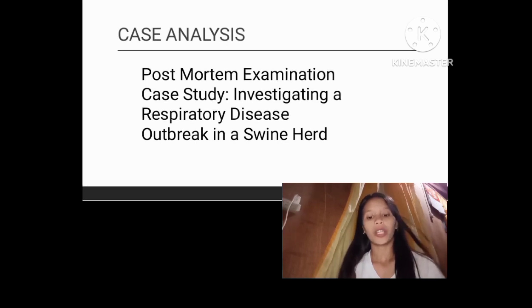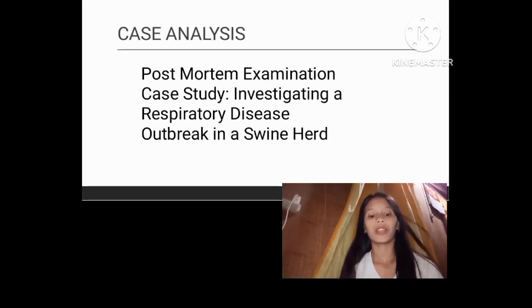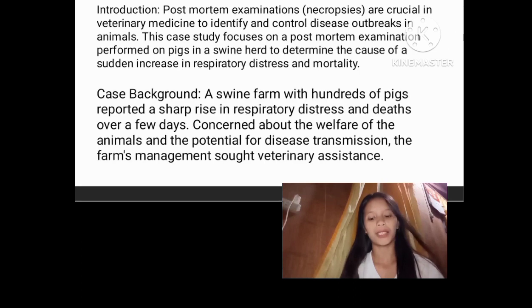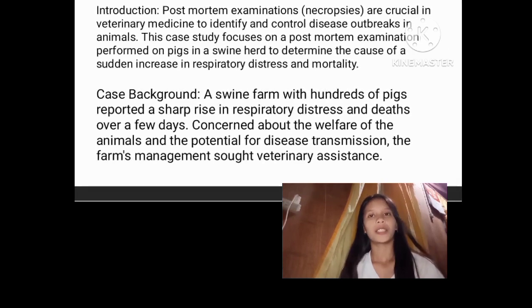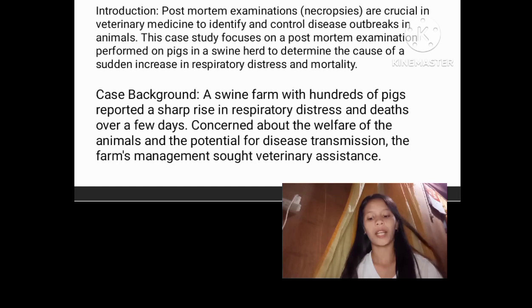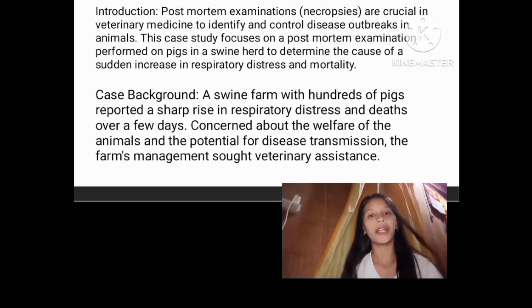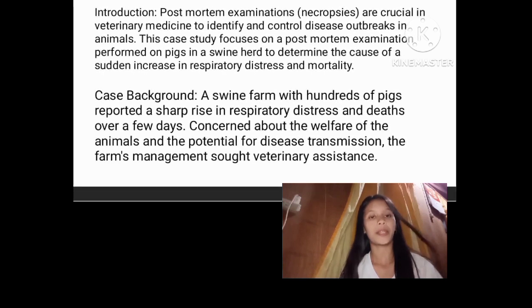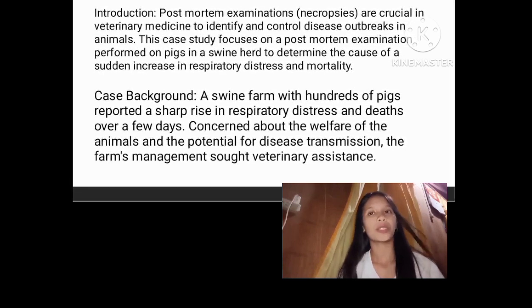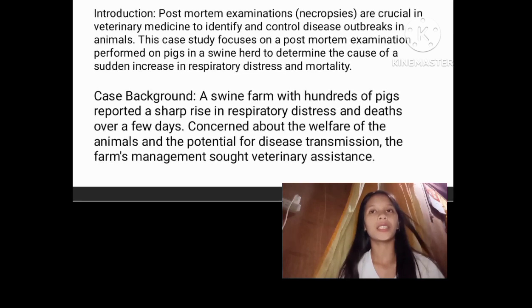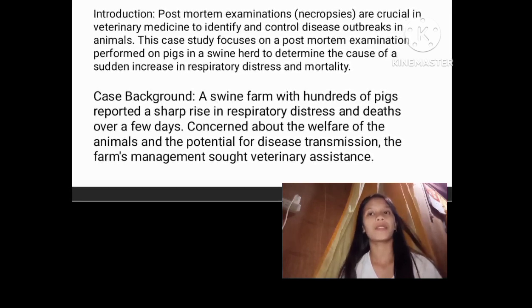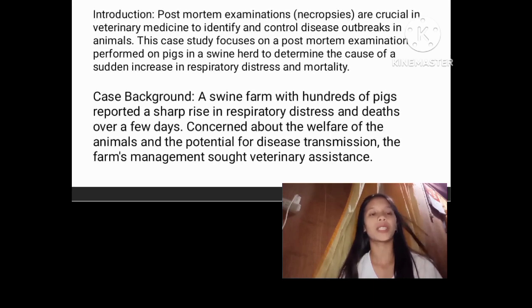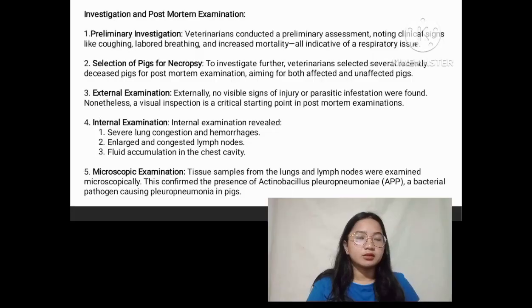The fourth is toxicology and histopathology. The report comes back negative for drugs or toxins. It reveals significant damage of the blood vessels. And the cause of death: myocardial infarction, or heart attack, resulting from the complication of uncontrolled hypertension and diabetes. That's all the examples of the case analysis, or it is also the part of the case study investigating respiratory disease outbreak in a swine herd.